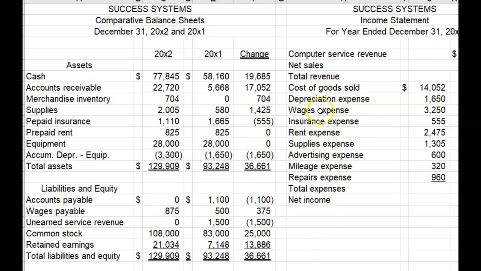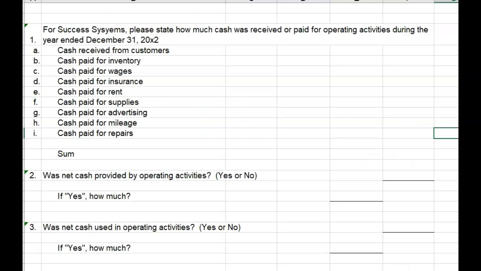These expenses, excluding depreciation expense, are the questions that are asked of you in the second tab. We will do the calculations for converting the accrual basis revenue to cash basis revenue and converting the accrual basis expenses to cash basis expenses in the next video.